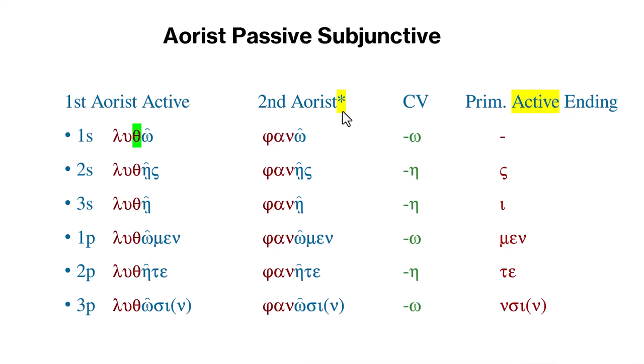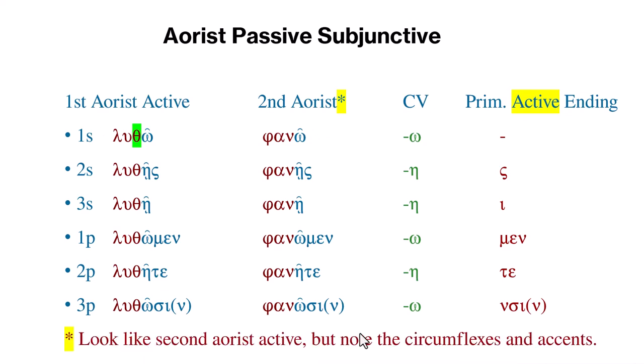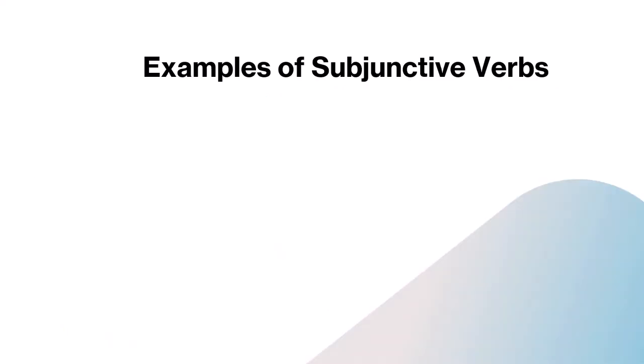And then notice for the second aorist, this looks a lot like the second aorist active, but note the circumflex, and the accent is different. Second aorist active is phono with no circumflex. Second aorist passive is phono with a circumflex. So the endings look similar, but the accent and the circumflex change.